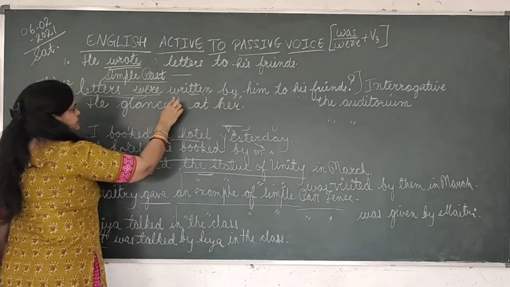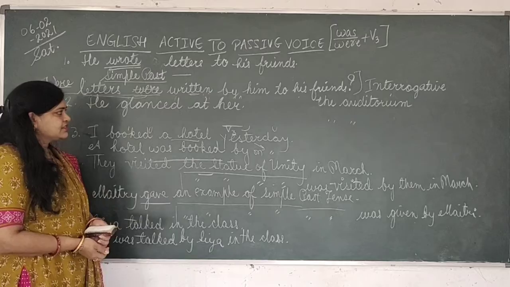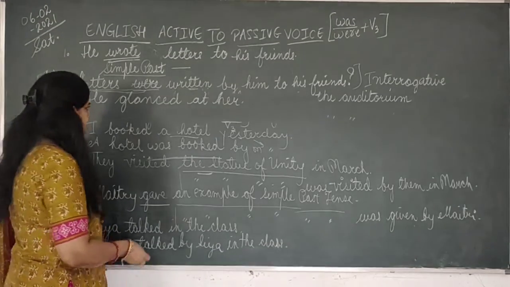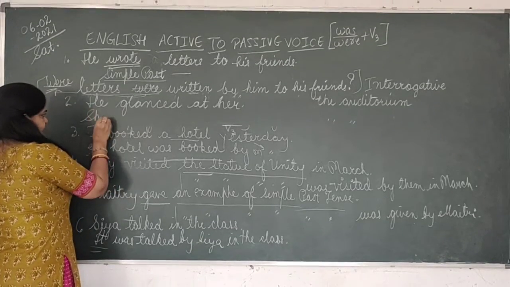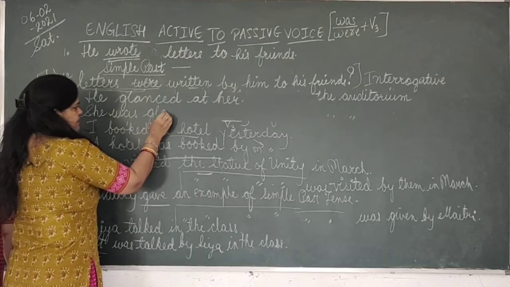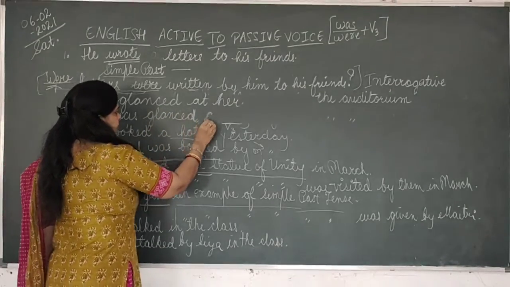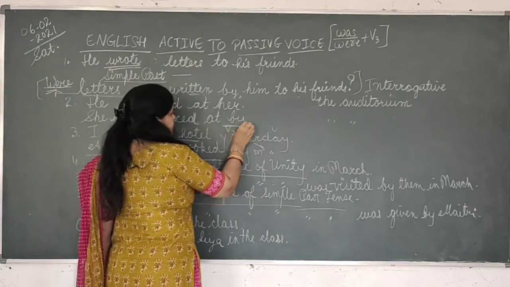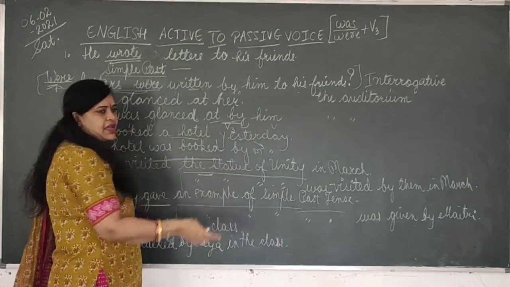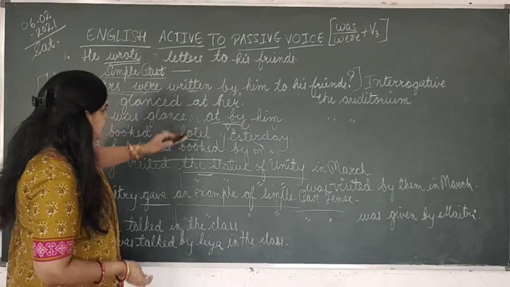What will come here? This is like this one, without any direct. She was very good. Glanced by me. At and by both. Him. She was glanced at by him. She was looked at by him. She was glanced at by him.